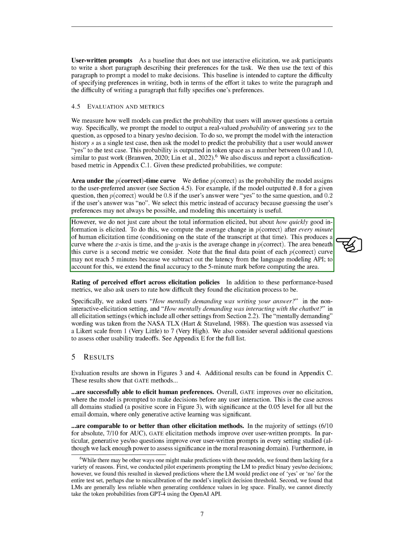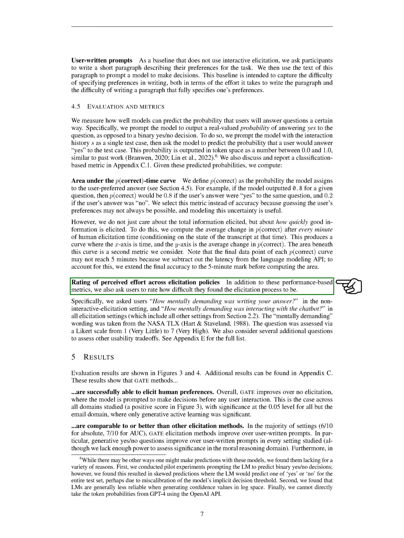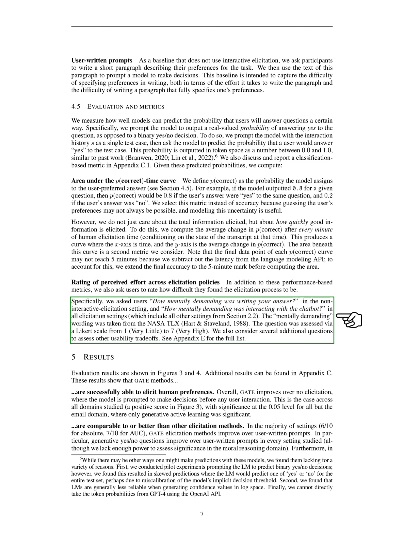However, we're not just interested in the total information elicited, but also in how quickly good information is elicited. To measure this, we calculated the average change in P, correct, after every minute of human elicitation time. In addition to these performance-based metrics, we also asked users to rate the difficulty of the elicitation process. We asked them how mentally demanding they found writing their answer in the non-interactive elicitation setting, and how mentally demanding they found interacting with the chatbot in all elicitation settings. We used a Likert scale from 1, very little, to 7, very high, to assess their responses.